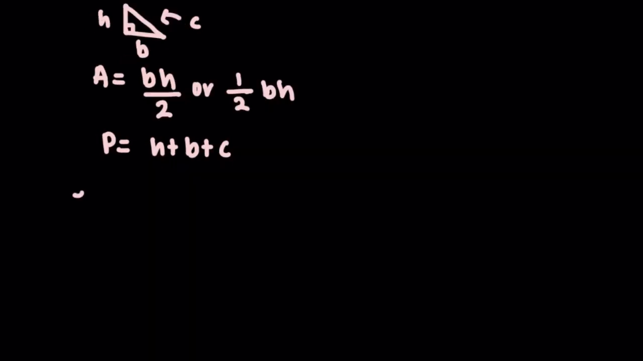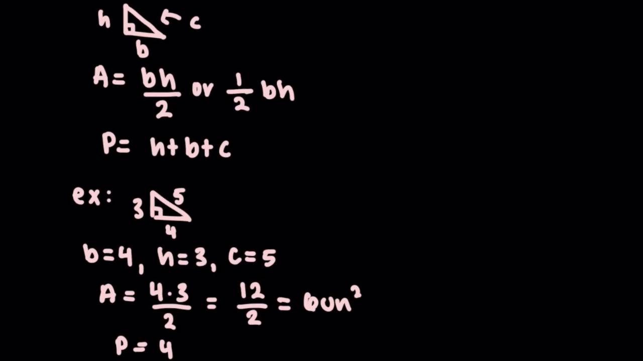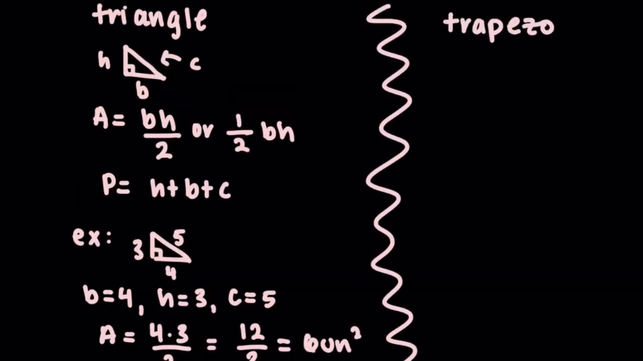Let's move on to an example. If the three side lengths of your triangle are 3, 4, and 5, where your base is 4, your height is 3, and C is 5, then the area is 4 times 3 divided by 2, which is 6 units squared, and your perimeter is 4 plus 3 plus 5, which is 12 units. Now let's move on to trapezoids.